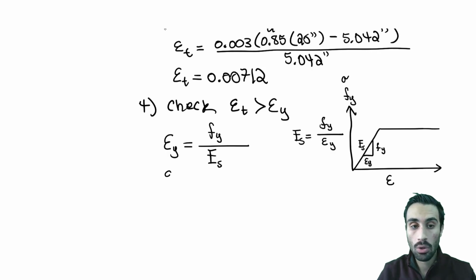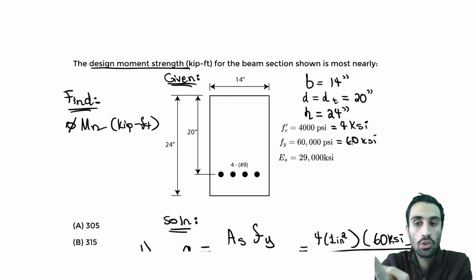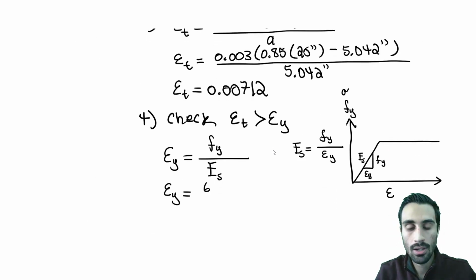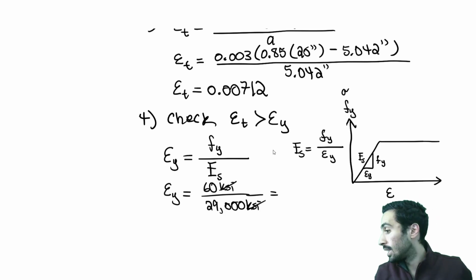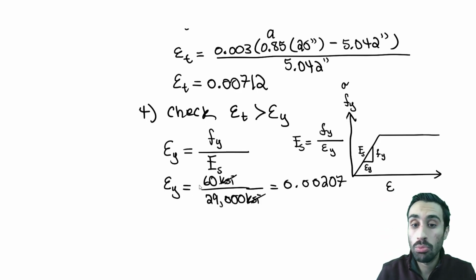So now to find that, all we do is do that. Fy is going to be how much? Fy is actually given to be 60 ksi. Es, the modulus of elasticity for steel, is 29,000. So we put that 60 ksi over the 29,000 ksi. And if we look closely, those ksi units cancel, so we're looking good. Then you solve for the yield strain, and you should get a value of 0.00207.